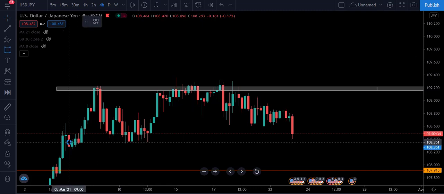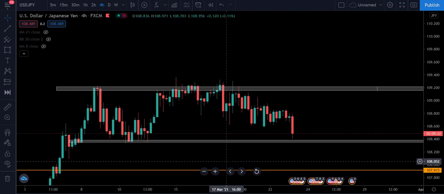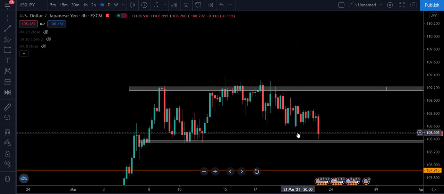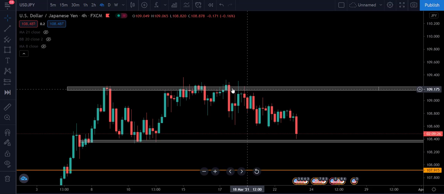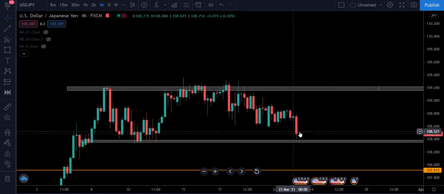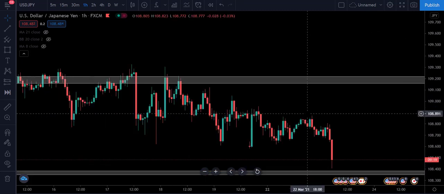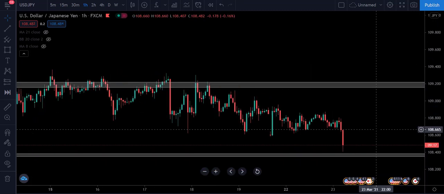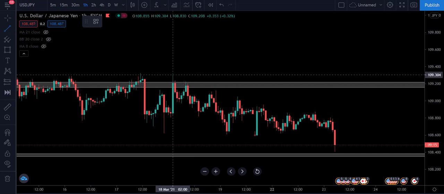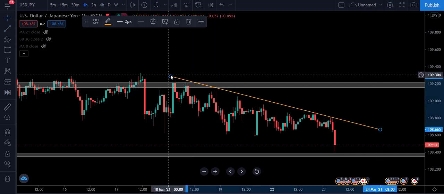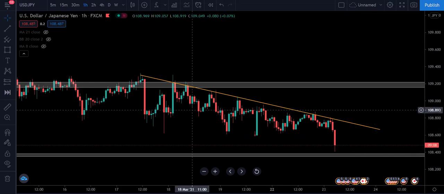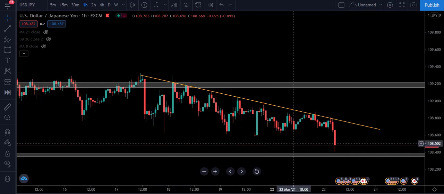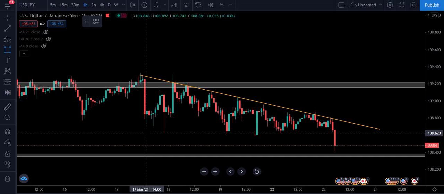So let's draw over here. This could be our support. There's some sort of consolidation right here, but this is a descending movement. Can you see that? Descending movement. Now, let's go to the 1-hour time frame. From here, you can see something very specific, a clear downward trend from the higher time frame. You know that this is coming down, and this is a descending triangle.